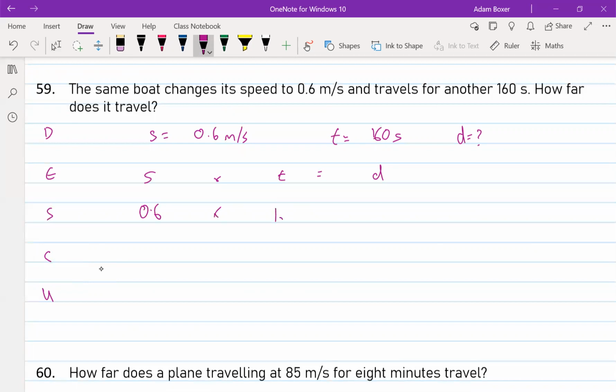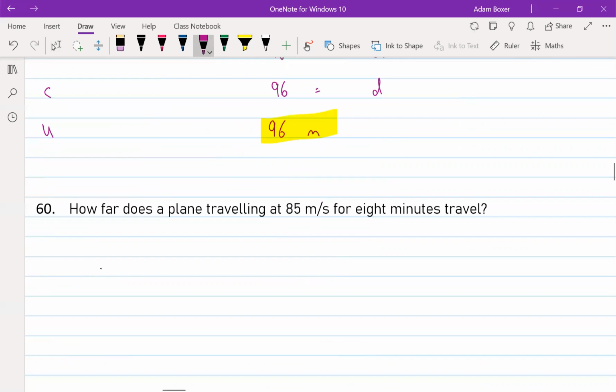0.6 times 160. Put that into my calculator. 96. If you got 96 meters, well done. If you didn't get 96 meters, I hope you can see where you went wrong now. If there's a mistake you've made and you think you made that in other questions as well, pause the video now and sort it out first. Don't bother just watching along if it's going to be the same mistake every single time. That'll be very boring and a waste of your time.